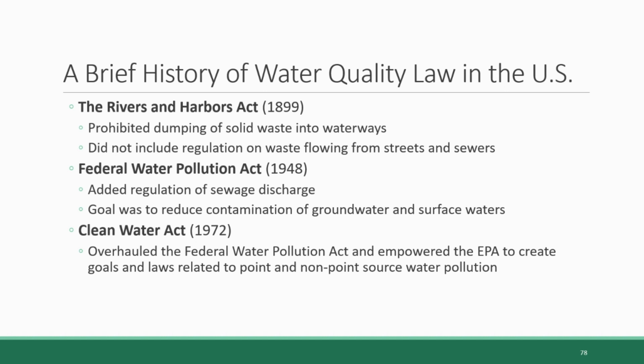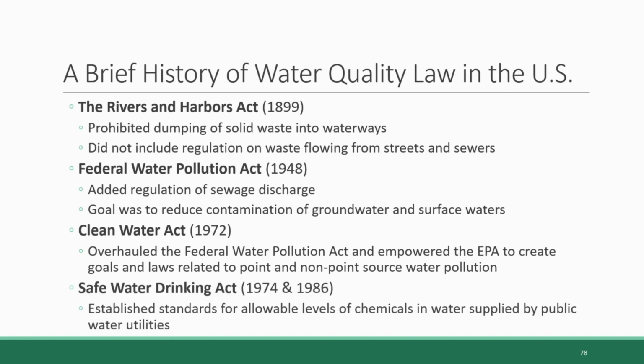So, the Clean Water Act is the big one, but the Safe Water Drinking Act, which came a few years later, is also very important. The Safe Water Drinking Act established allowable levels of chemicals in water supplies that are distributed by public water utilities. So, in other words, what concentration of various chemicals is considered safe to be included in public water supply? For example, the standard for the maximum concentration of arsenic is 10 parts per billion, meaning that in a sample of water, up to 10 out of every 1 billion molecules can be arsenic. And water that exceeds that concentration is in violation of the standard. And that's just one example.